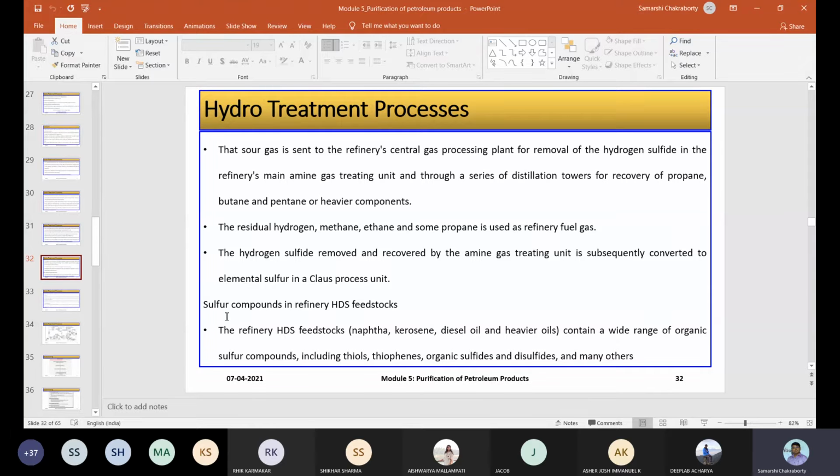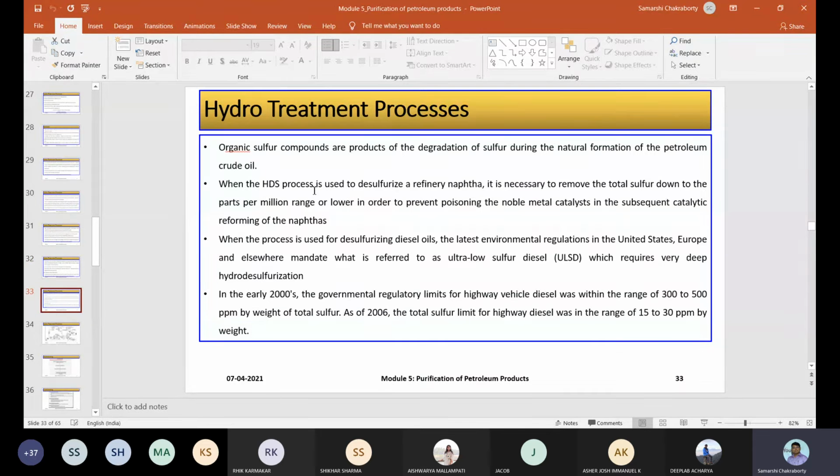The sulfurous compounds in your HDS feedstock, this refinery HDS feedstock, that is naphtha, kerosene, diesel, and heavier oil, contain a wide range of sulfur compounds, that is thiols, thiophenes, organic sulfides, disulfides, and many others. So these are some of the products that are going to be processed in this hydrotreatment process.